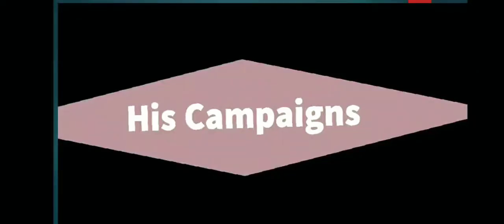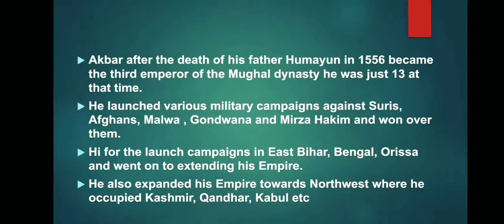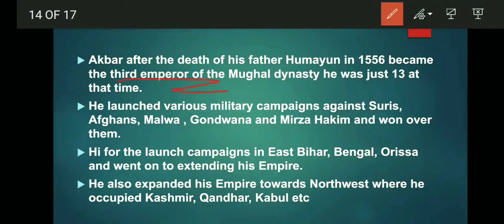Now we'll see about his campaigns. Having discussed all the important administrative, economic and religious policies of Akbar, we shall now very briefly learn about a few campaigns of Akbar the Great. Akbar, after the death of his father Humayun in 1556, became the third emperor of the Mughal dynasty, and he was just 13 at that time. So he ascended the throne at a very tender age of 13.